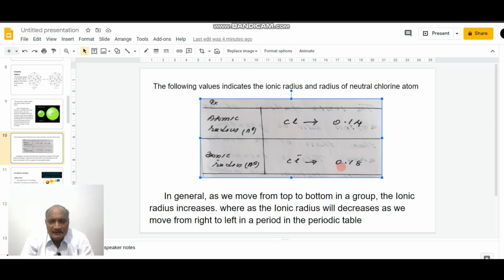In general, as we move from top to bottom in a group, the ionic radius increases, whereas the ionic radius decreases as we move from left to right in a period in the periodic table. This is the usual trend, the same as that of the atomic radius. Here the ionic radius also goes on increasing as we move from top to bottom.